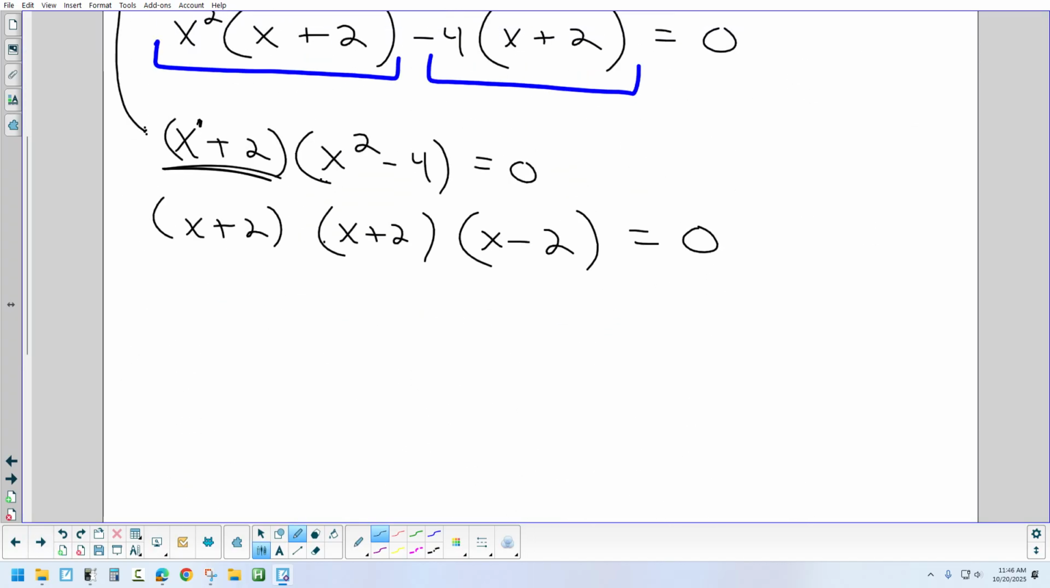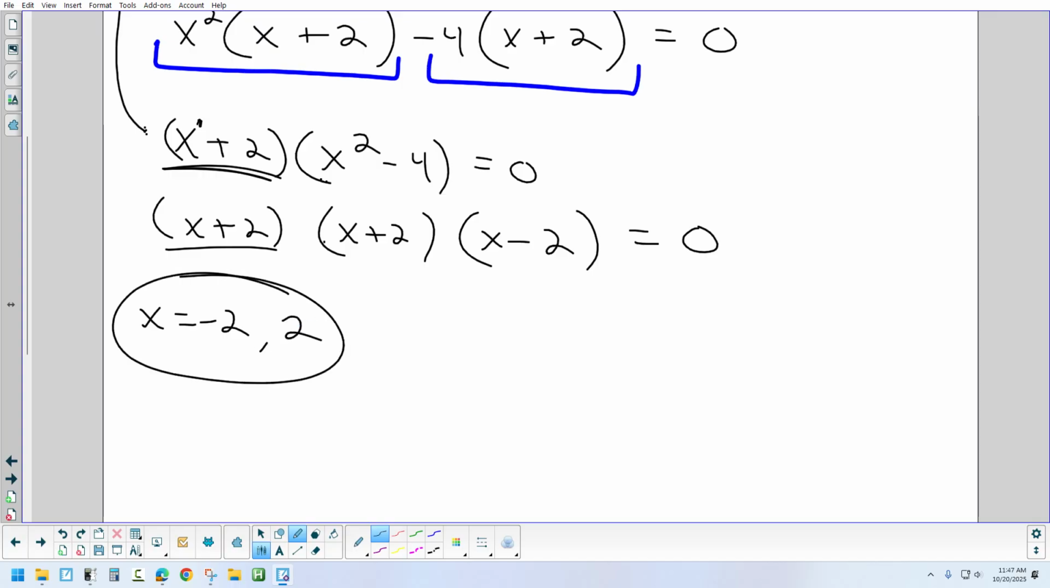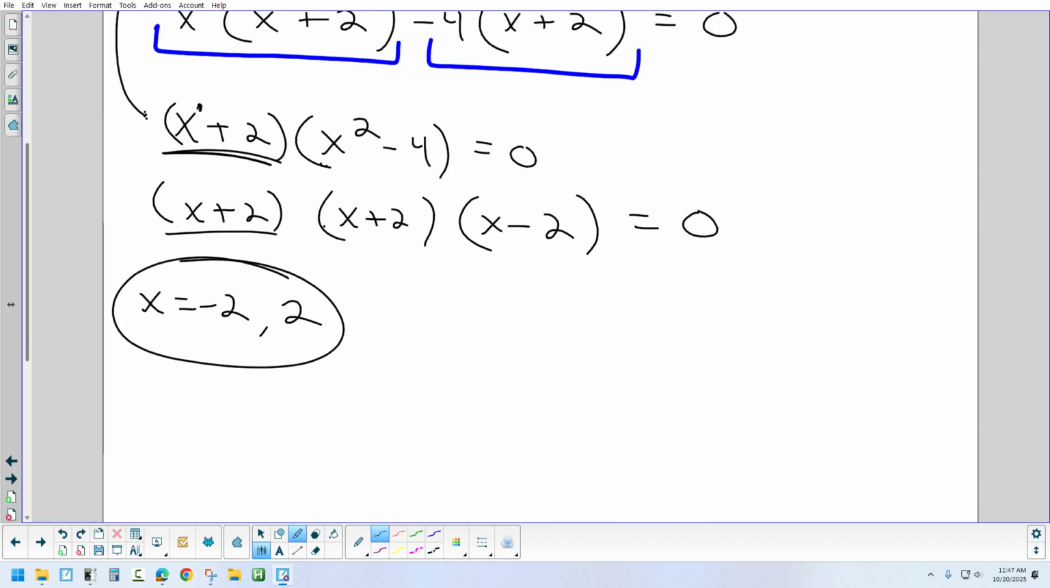Set each factor equal to 0 and solve. What do you get if you set that first factor equal to 0? Negative 2. How about the second factor? Same thing. It still counts as an answer. It's a repeated answer, so you don't have to write it twice. And what about when you set the last one equal to 0? So 2. So x equals negative 2 and 2.